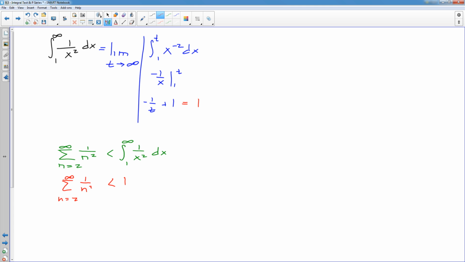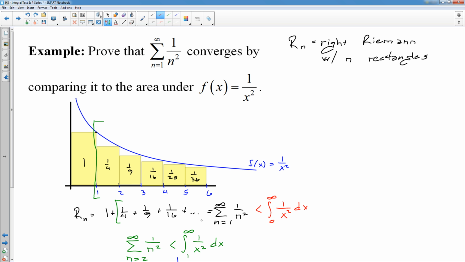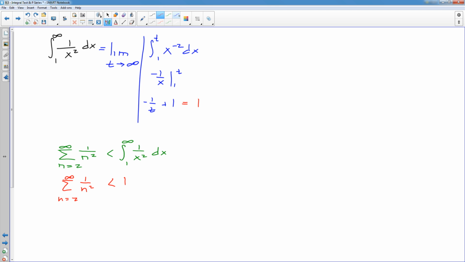But remember, we were more interested in the series from 1 to infinity. The original problem was starting at 1, not starting at 2. But by starting at 2, all I did is I omitted the first term, 1, so I'll simply add 1 to both sides. And what I can say now is that my series as n goes from 1 to infinity of 1 over n squared is less than 2 when we account for that first term that was omitted. We don't know what it converges to, but we have now determined that this series is less than 2, which means it will converge.